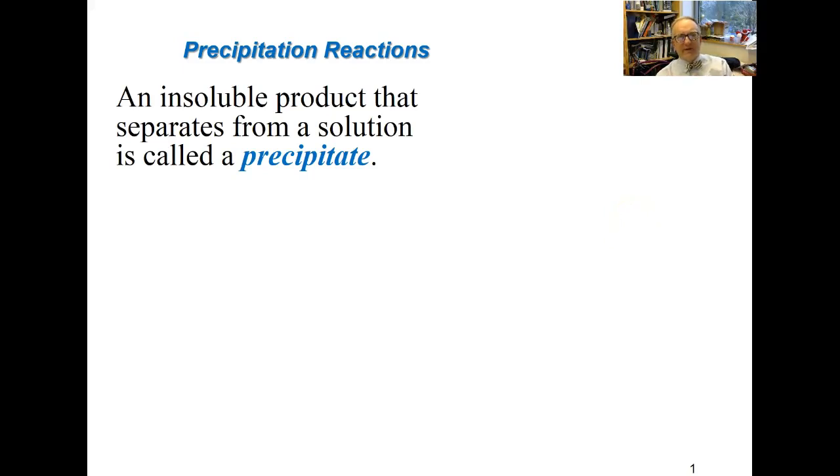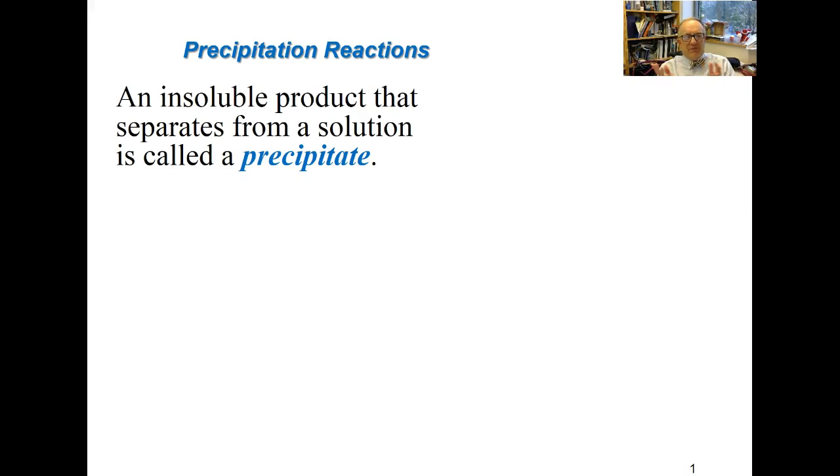We're going to start talking about some different types of reactions. We're talking about precipitation reactions, oxidation reduction reactions or redox reactions, and acid-base reactions. First, let's talk about precipitation reactions. An insoluble product that separates from a solution is called a precipitate.